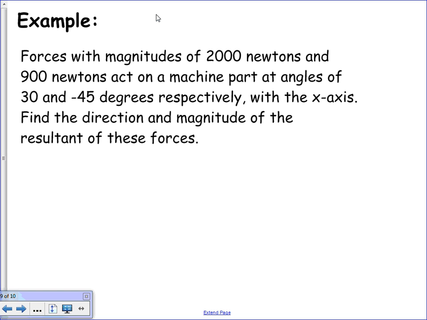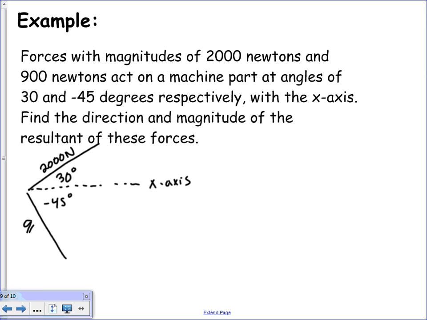Okay. So I've got forces with different magnitudes acting on a machine part in respect to the x-axis. So I'm going to go ahead and put my x-axis right here. And I've got different direction angles. One is a positive 30, and one is a negative 45. And then my forces, my magnitudes would be listed there as 2,000 newtons and 900 newtons.